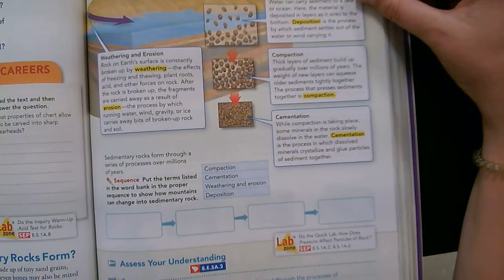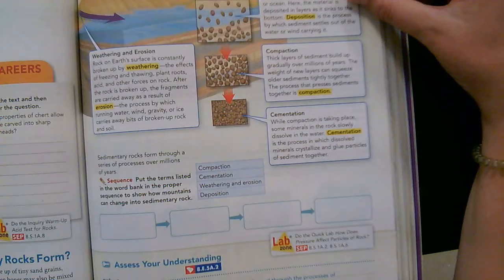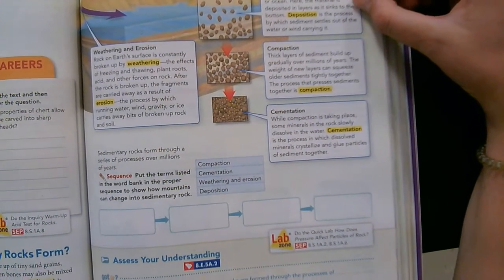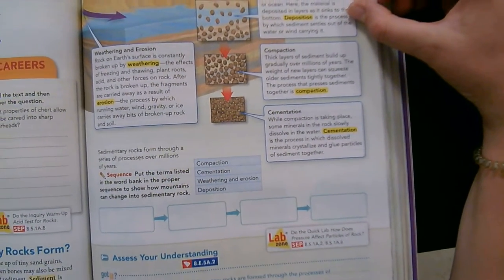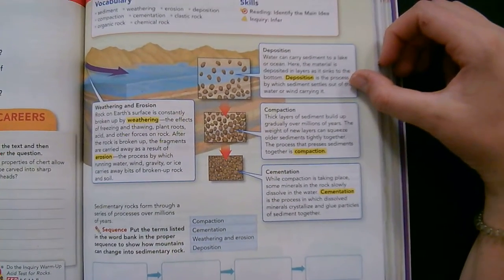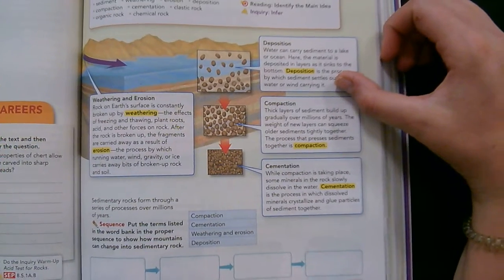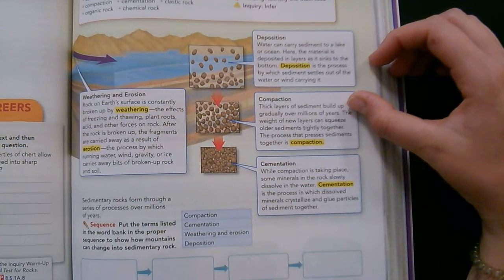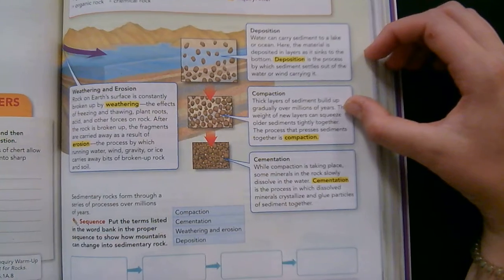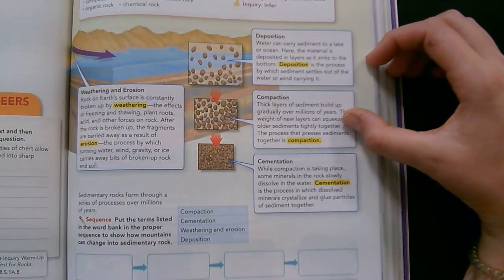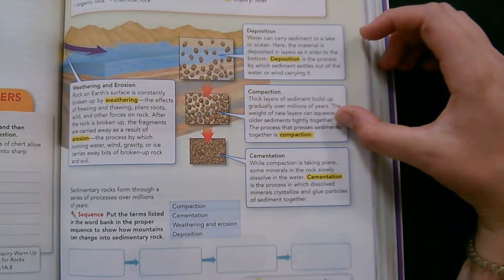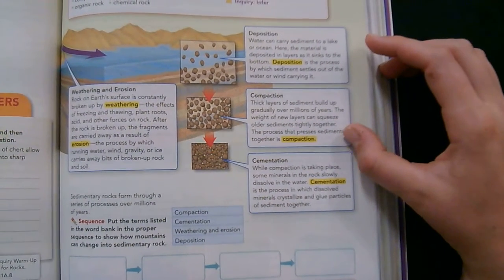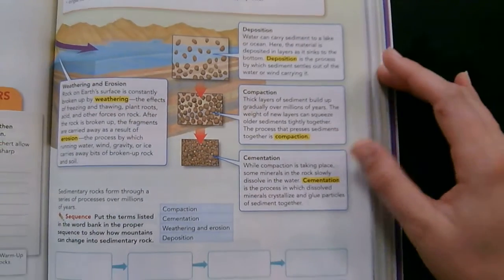Deposition. Water can carry sediment to a lake or ocean. Here, the material is deposited in layers as it sinks to the bottom. Deposition is the process by which sediment settles out of the water or wind carrying it. Compaction. Thick layers of sediment build up gradually over millions of years. The weight of new layers can squeeze older sediments tightly together. The process that presses sediments together is compaction.